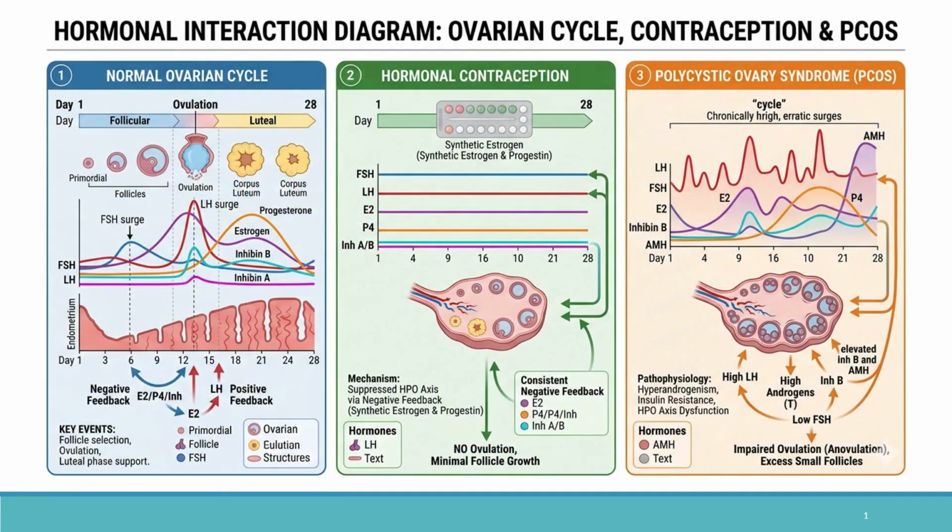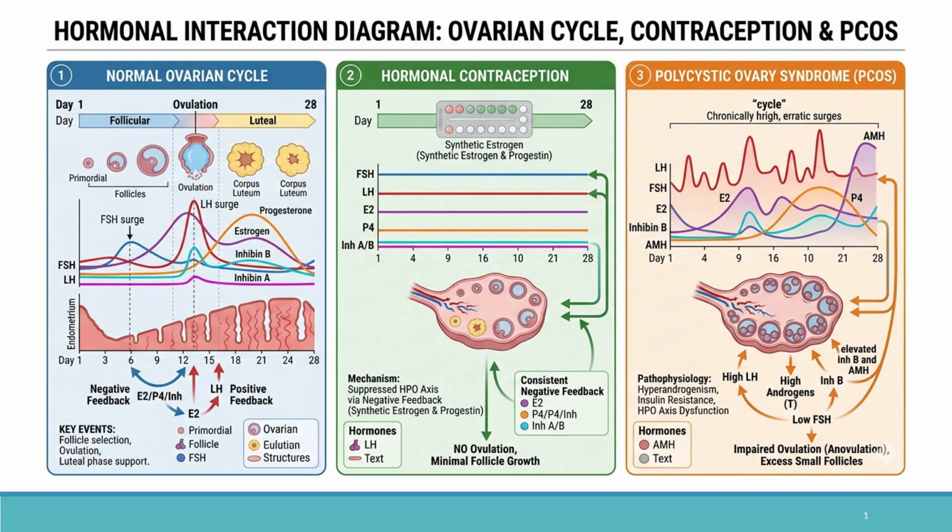Let's visualize the interaction between normal hormonal cycle, contraception and PCOS. The first panel shows the normal ovarian cycle with coordinated fluctuations of FSH, LH, estrogen, progesterone, and inhibins. The second panel demonstrates how hormonal contraceptives flatten hormonal cycling through continuous negative feedback suppression.